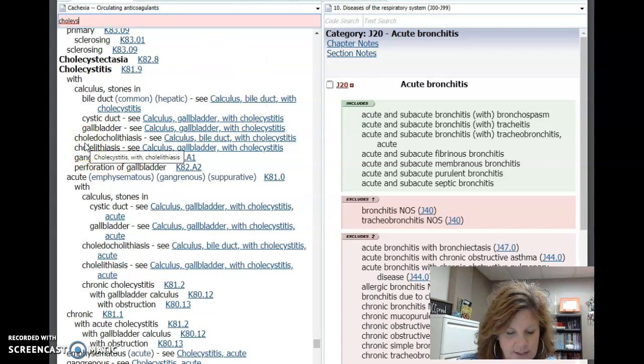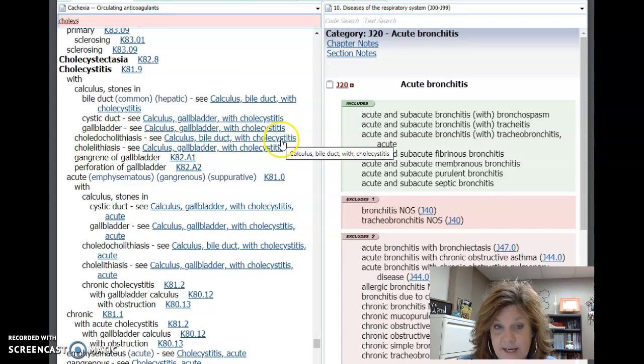If I look down here, I have it with cholecystitis, but look at here, it says choledocholithiasis, calculus, bile duct with cholecystitis. Cholelithiasis, calculus, gallbladder, and cholecystitis. So what I want you to do is go to calculus. We both need to go there. So now in your index, go to calculus, bile duct with cholecystitis. Again, pause the tape.